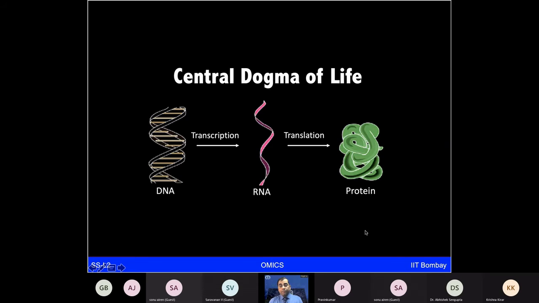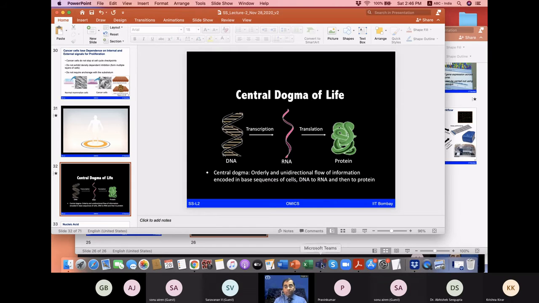So now let's zoom into one aspect, which is within the nucleus. Now we are looking at some of the central molecules like the DNA and RNA. This is the process of forming mRNA from DNA, and forming protein from RNA. That is known as the central dogma of life.